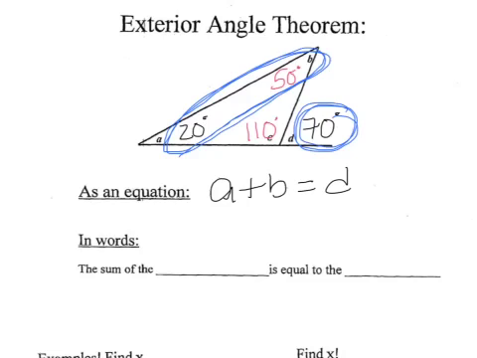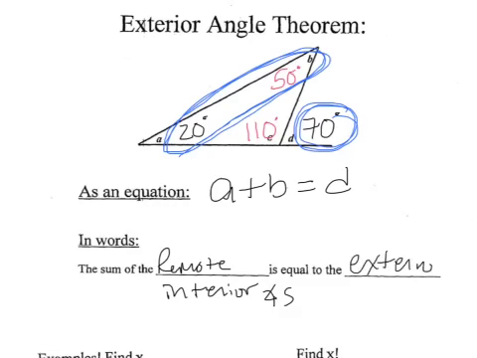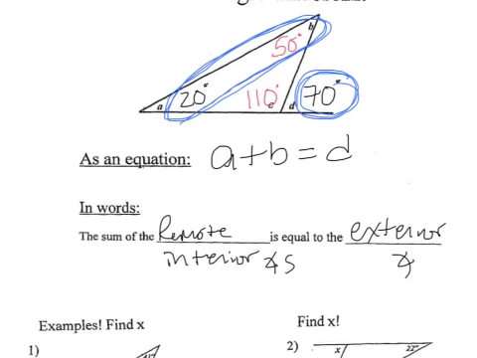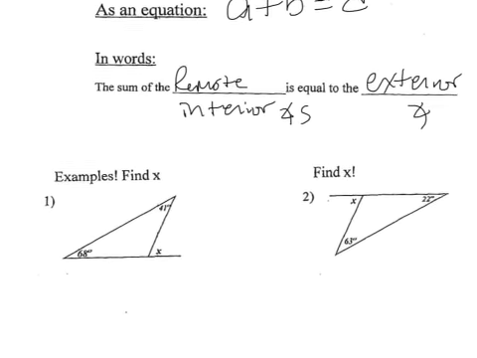In words, the sum of the remote interior angles is equal to the exterior angle. So please take a moment and jot that down. The sum of the remote interior angles is equal to the exterior angle.